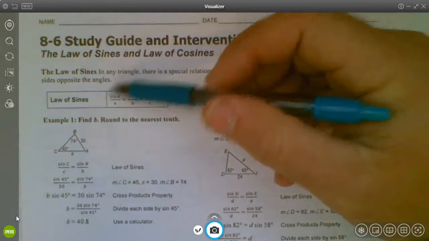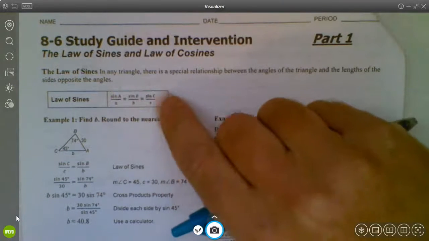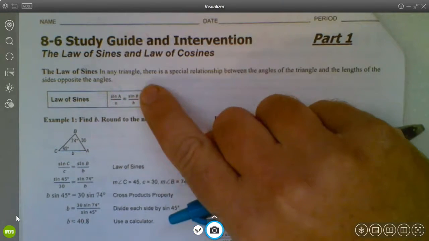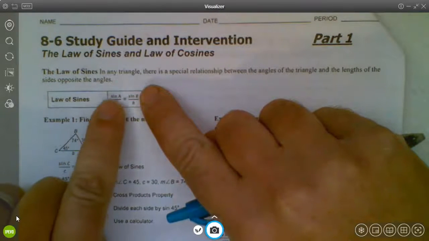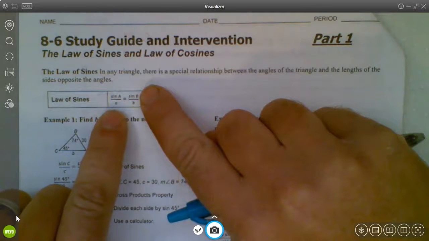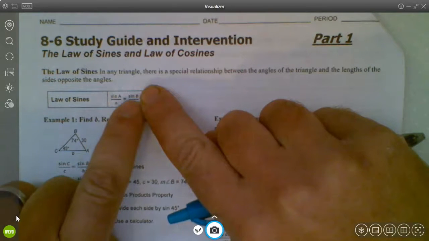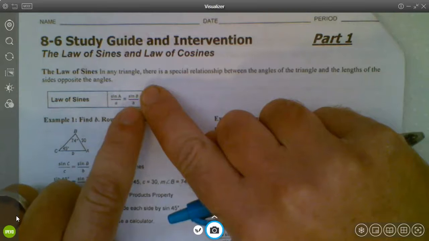The way that we would set up a proportion, and you're not going to get all three of these, you would only do two of these. So it's going to look something like this. The way that we're setting up our proportion is that we're going to say the sine of an angle over its opposite side equals the sine of another angle over its opposite side.